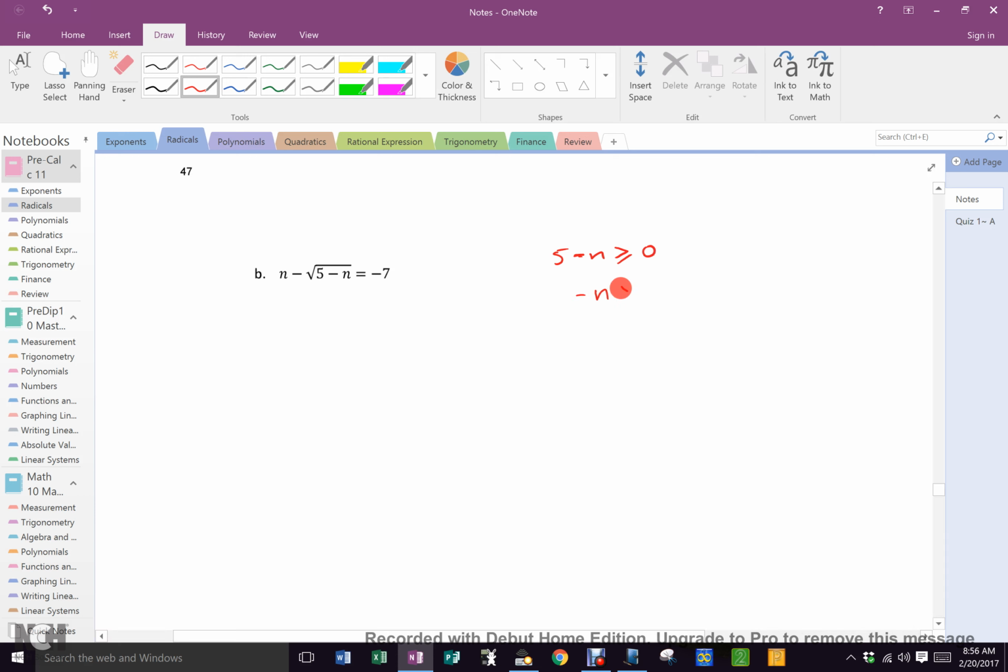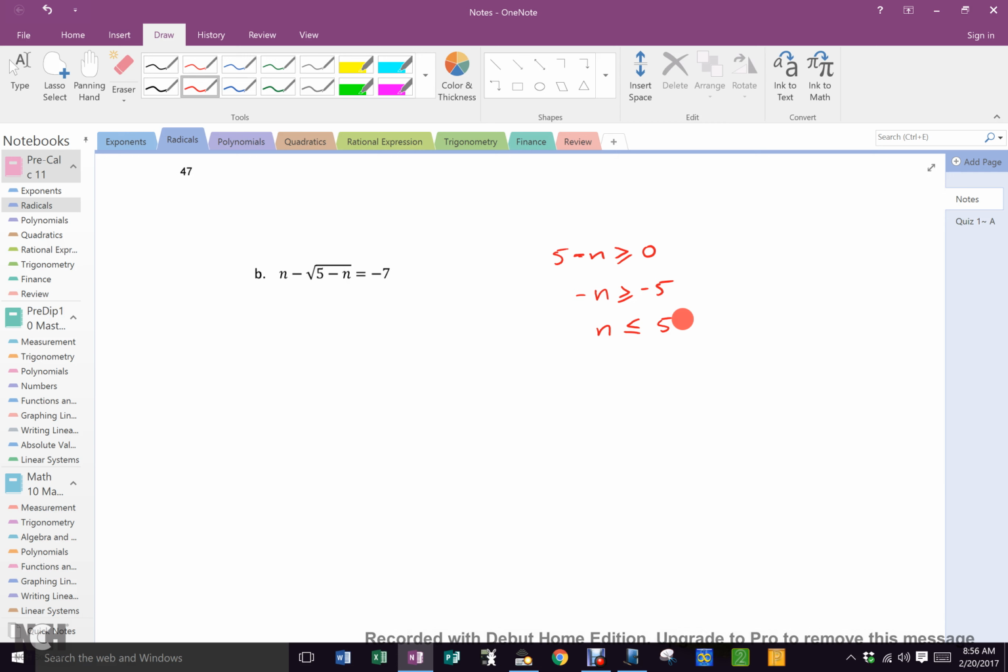Negative n has to be greater than or equal to negative 5. Then what? What do I have to do to the sign when I do anything with a negative? Flip it. N has to be less than or equal to 5. And that makes sense, yes? Because if n is bigger than 5, what do I have under the radical sign? A negative. Is that allowed? No. So n has to be less than 5.